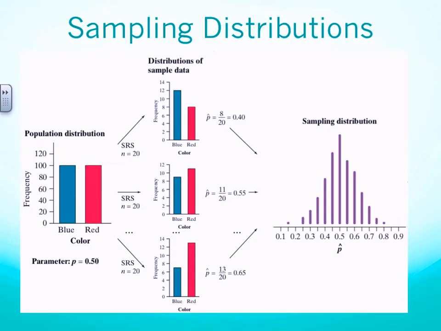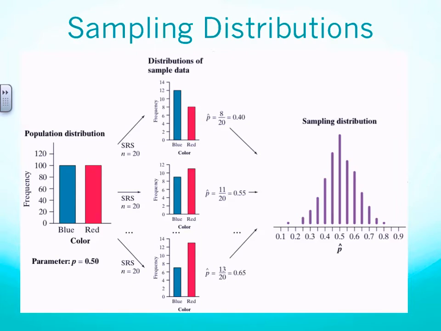Okay, so we got cut off in the last video, so just getting us back together here. So this is that chip problem again, where there's 200 chips. The proportion of red is 100 out of the 200. So now we're drawing random samples of size 20. And as you can see, you can have different results each time from each sample.